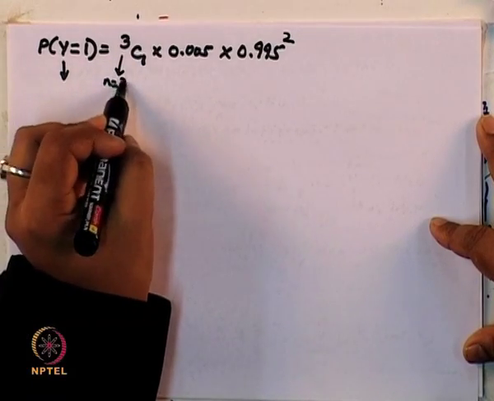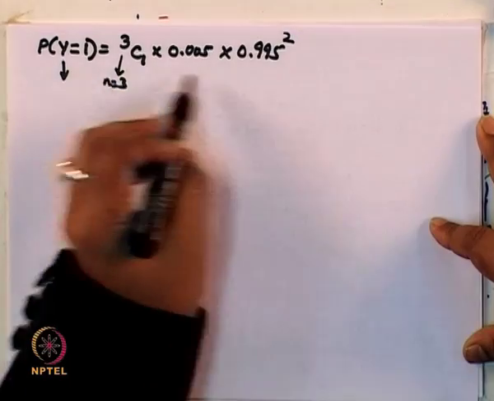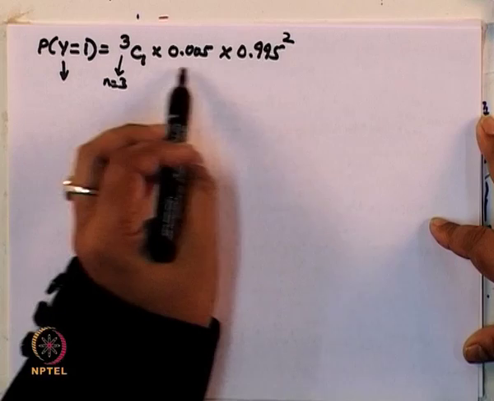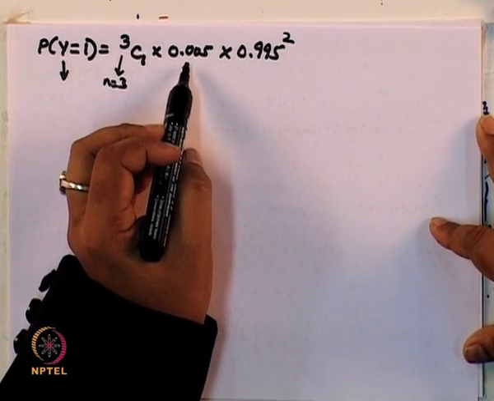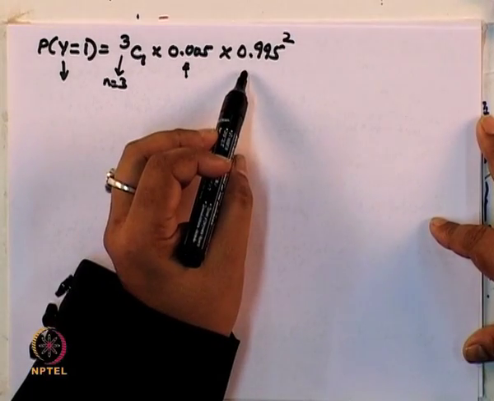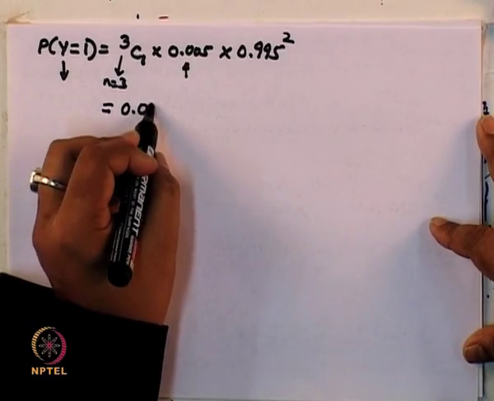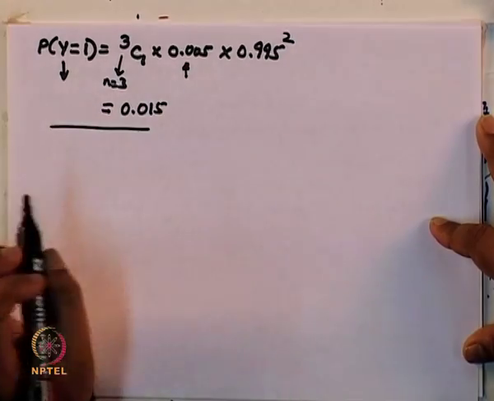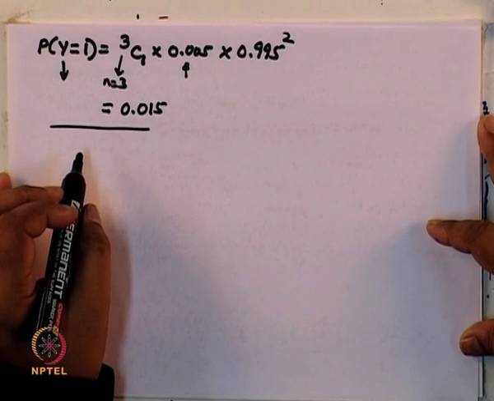So, n equal to 3 in this case at the package level. If 1 is returned, you can have 3 different combinations, and then this is the probability of a package being returned, which is 0.005, and this is 1 minus 0.005. This will give you a value of 0.015. So, from 3 packages, the probability of returning 1 is nearly 1.5%.